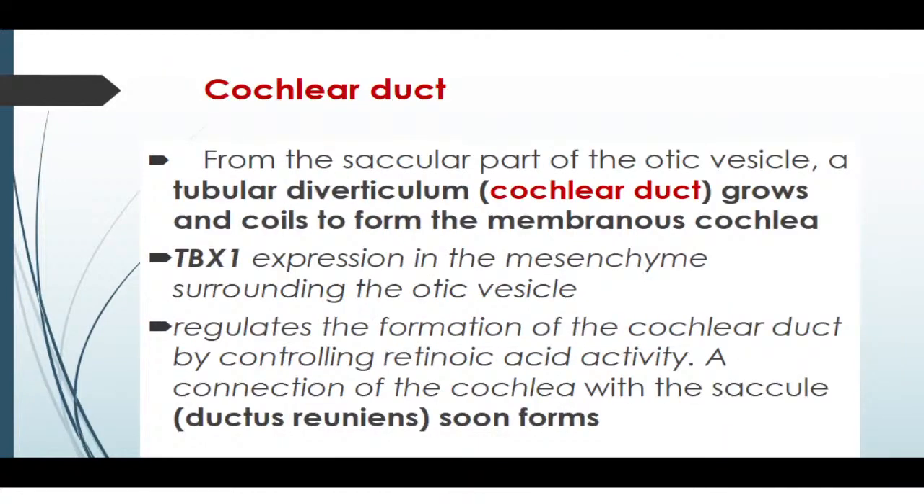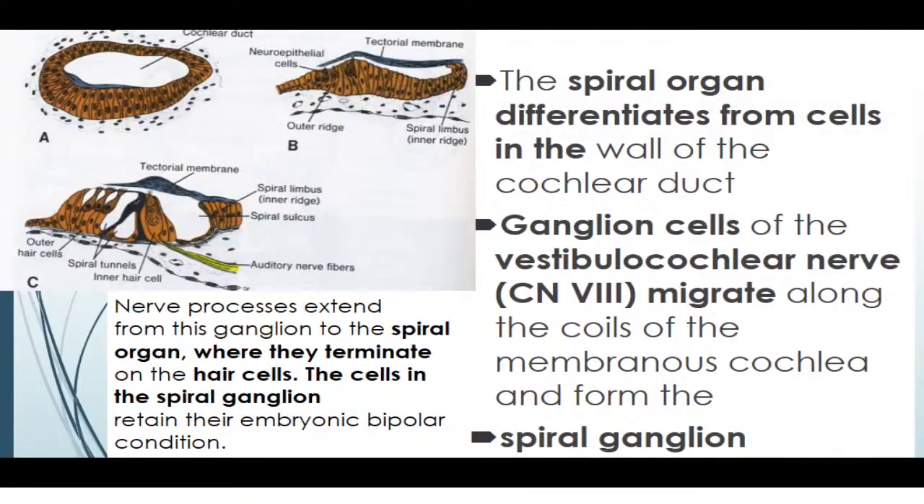Cochlear duct. From the saccular part of the otic vesicle, a tubular diverticulum, the cochlear duct, grows and coils to form the membranous cochlea. The factor TBX1, expressed in the mesenchyme surrounding the otic vesicle, regulates the formation of the cochlear duct by controlling retinoic acid activity. The connection of the cochlea with the saccule, the ductus reuniens, is soon formed. The spiral organ differentiates from cells in the wall of the cochlear duct. Look at this one, we have seen this very well. Ganglion cells of the vestibulocochlear nerve, cranial nerve 8, migrate along the coils of the membranous cochlea and form the spiral ganglion. Auditory nerve.